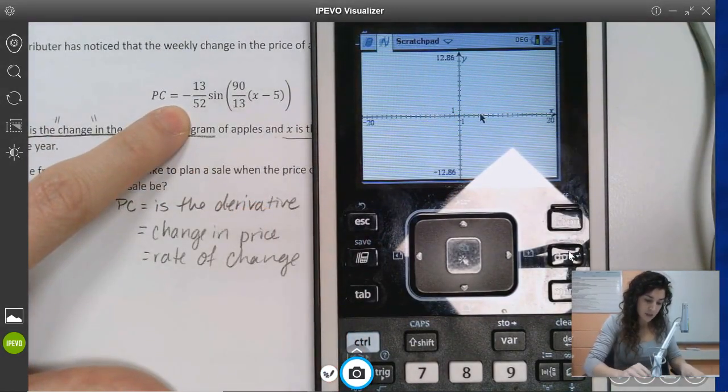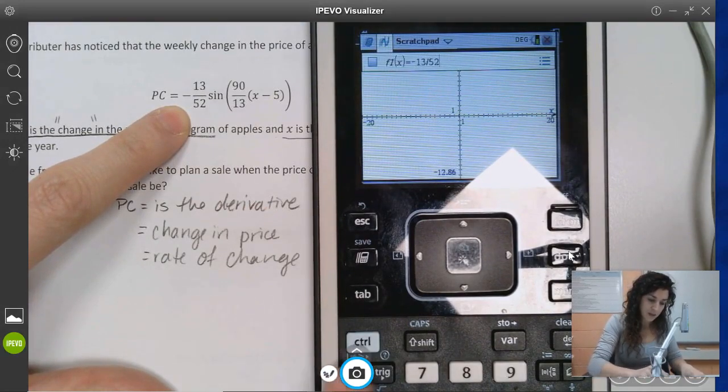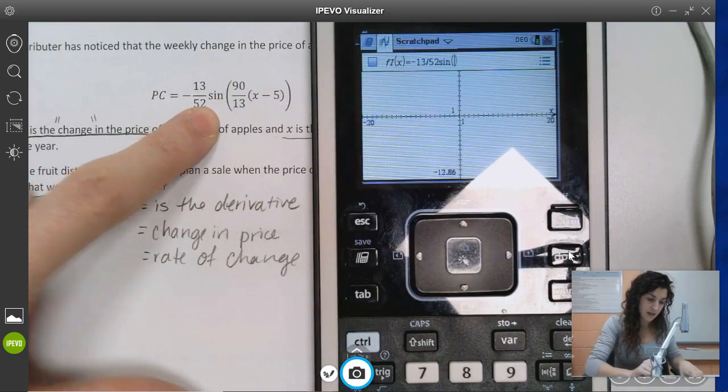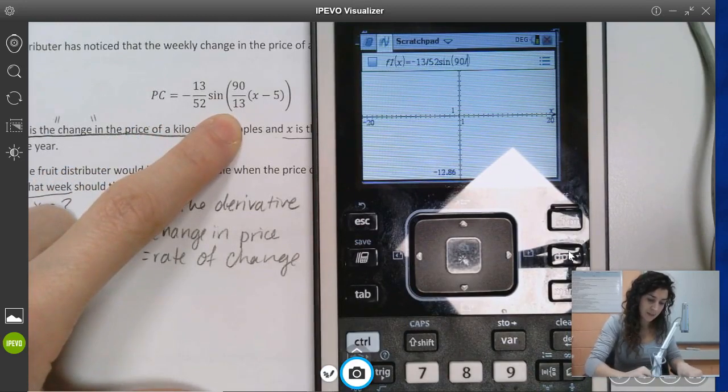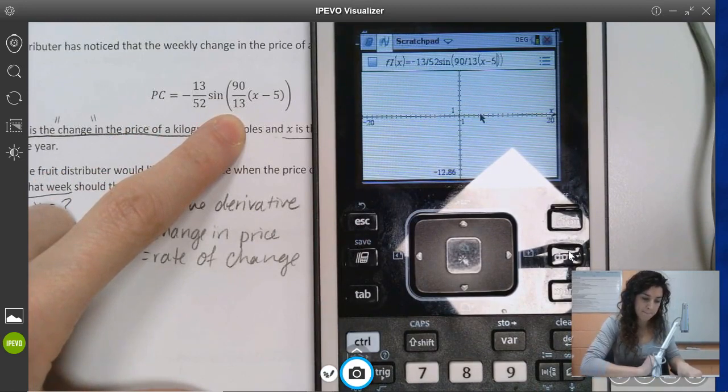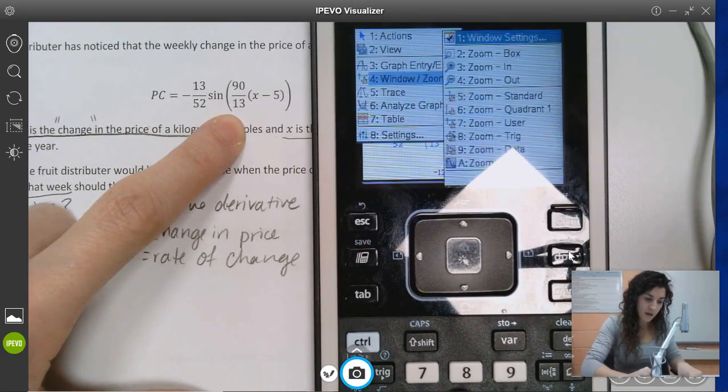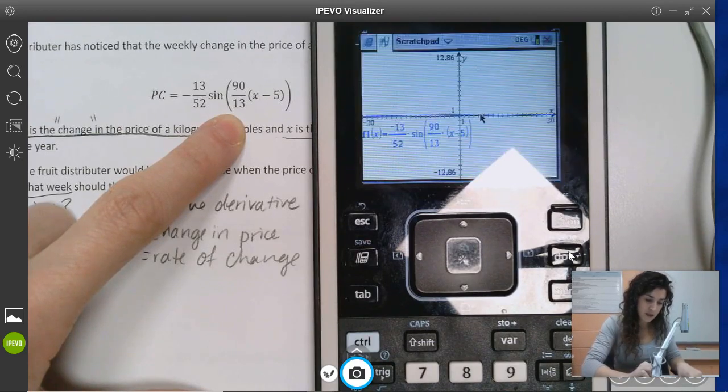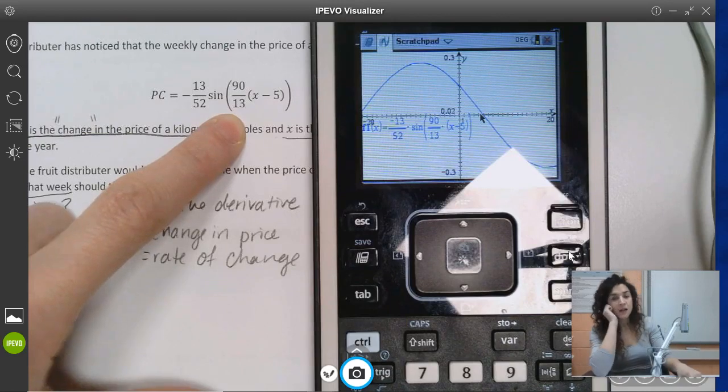Negative 13 divided by 52, times sine of 90 divided by 13 times x minus 5. I'm going to fit this, and it's going to look a little bit nicer.